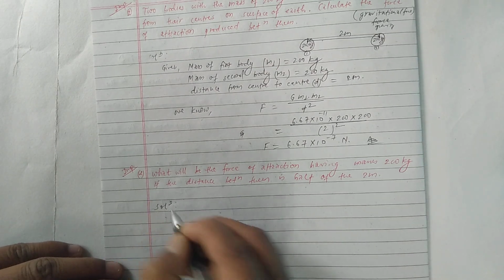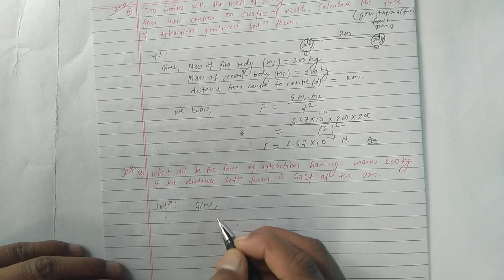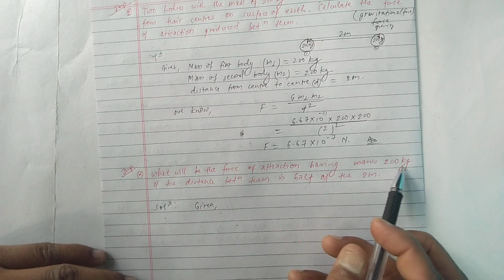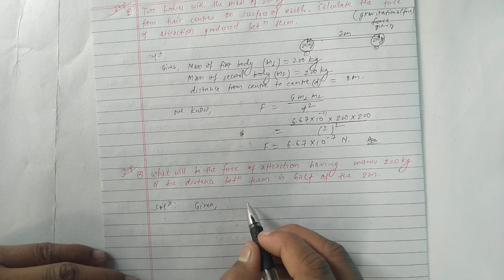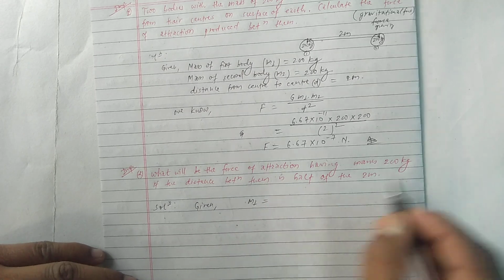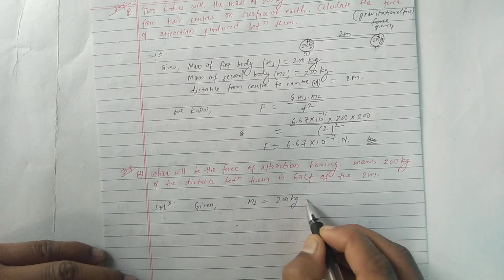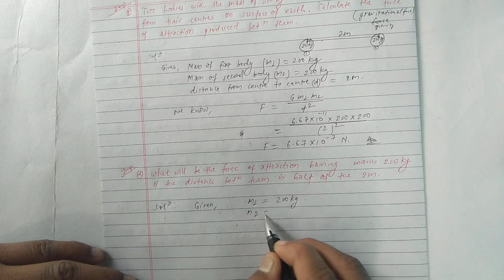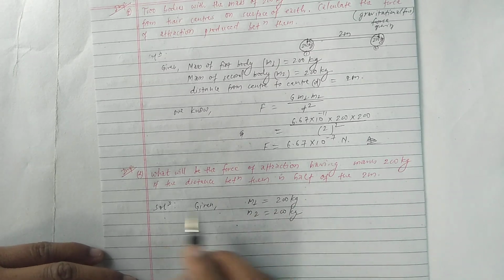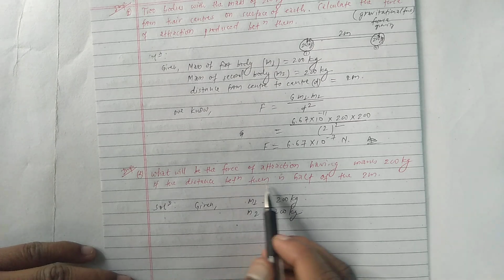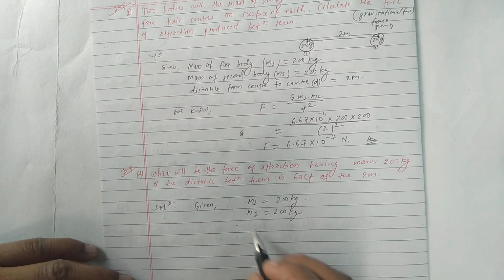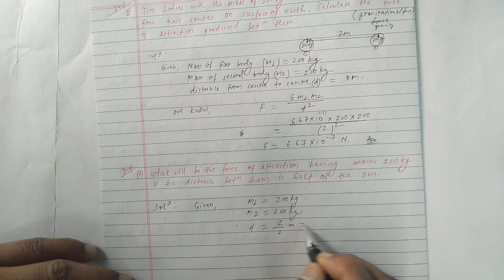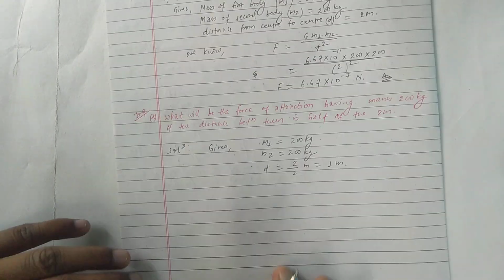So solution, given. We have to find the force of attraction for masses of 200 kg. Now I just write symbolically, m1 equal to 200 kg. Masses are given, so m1 is 200 kg and m2 is also 200 kg. If the distance between them is half of the 2 meter, then the distance equals half of 2 meter, that is 2 by 2 meter, equal to 1 meter.